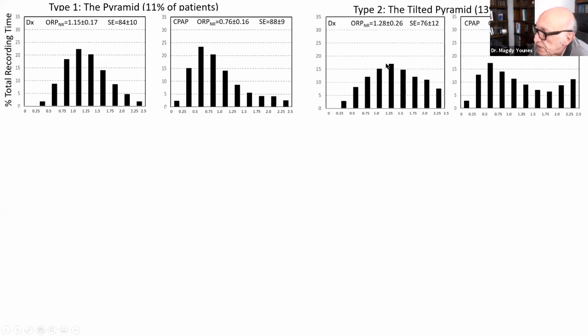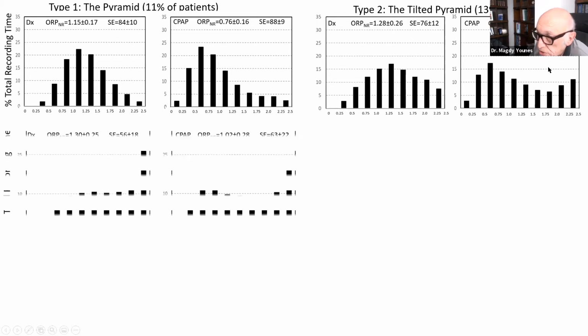Type 2, this is the tilted pyramid. You see again there is a shift to the left. Now we have more sleep as a result of CPAP. And now we are beginning to see the final decile going up, but it's looking like the saddle, actually. It's basically CPAP-normalized sleep here. We can look at the numbers. ORP non-REM 1.28, very high, went down to 0.89. Sleep efficiency hardly changed. So that's 2 in a row now where sleep efficiency hasn't changed.